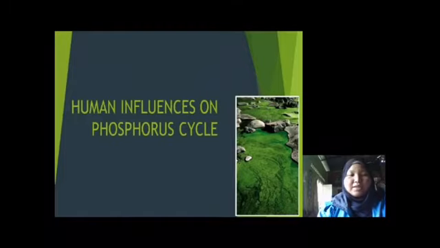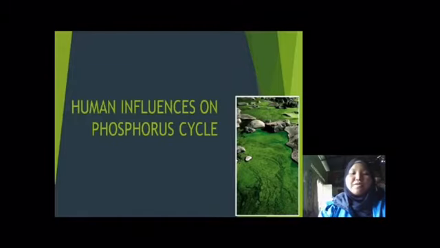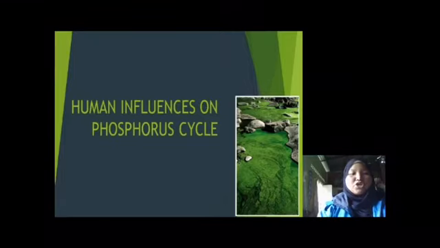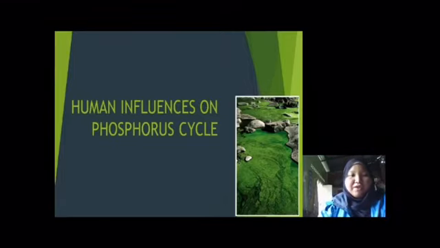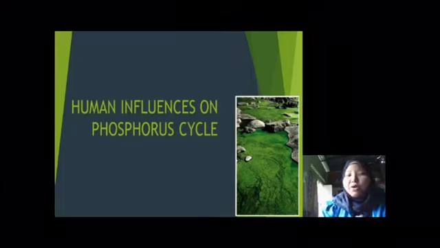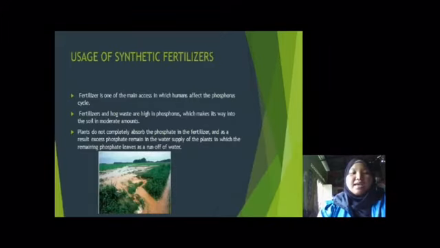Okay, hello everyone. So we now go to the human influences on the phosphorus cycle. So we go to this first slide. We see the eutrophication or algae bloom, how this happened and how humans influence the phosphorus cycle. Firstly, humans influence the phosphorus cycle by the usage of synthetic fertilizers. Fertilizer is one of the main axes in which humans affect the phosphorus cycle.